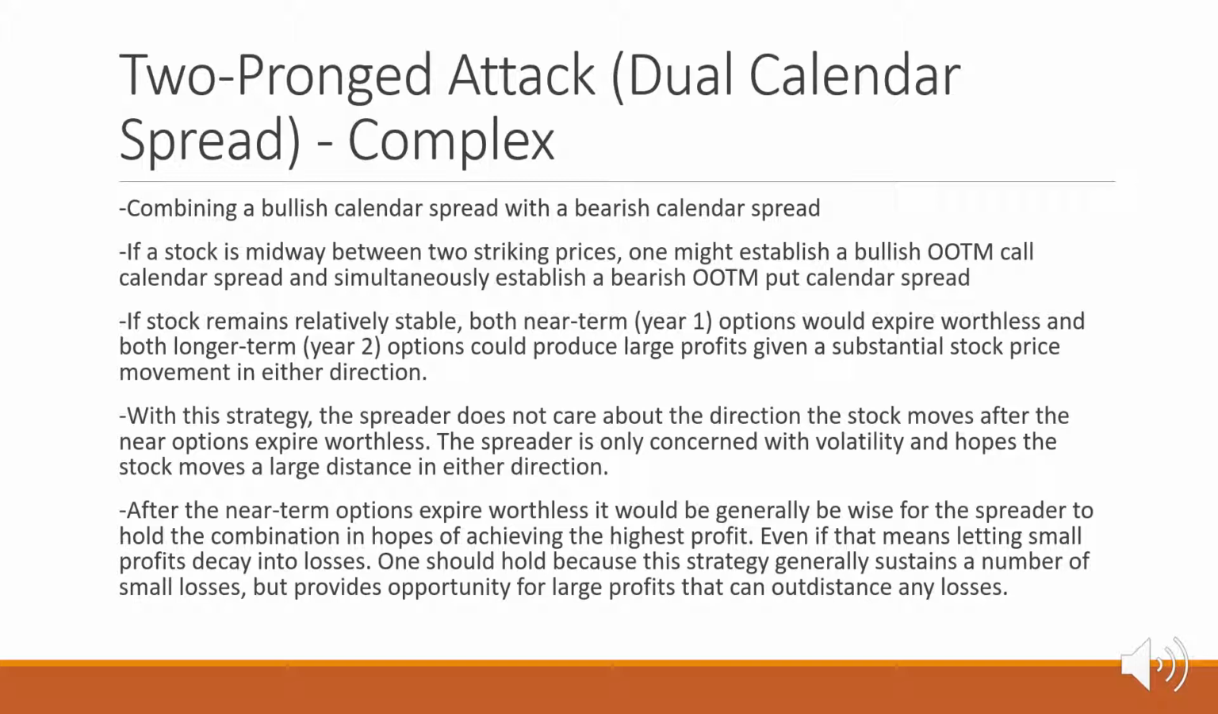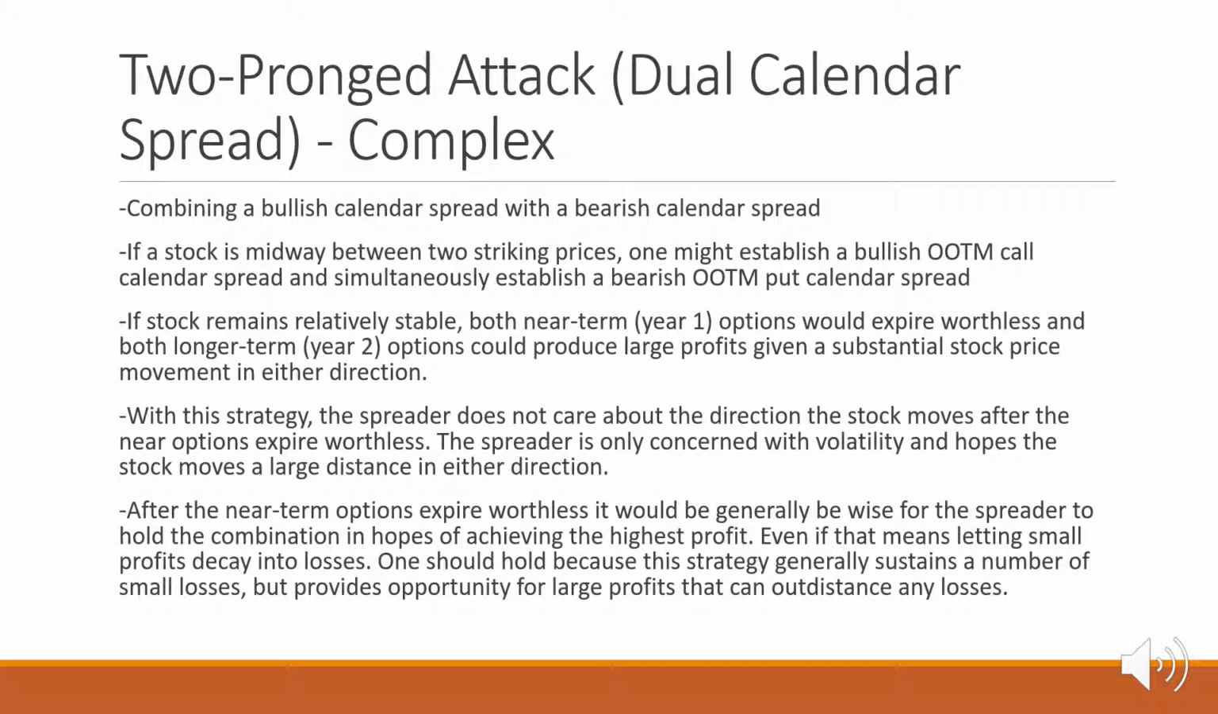When I say year 1 and year 2, one would assume that the near-term stocks or near-term options are expiring in the current year, and the longer-term stock is expiring in the following calendar year. With this strategy, the spreader does not care about the direction of the stock volatility as long as the option is volatile itself. The investor is hoping that the stock moves in a large distance in either direction.